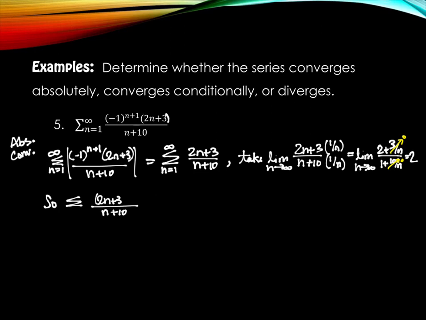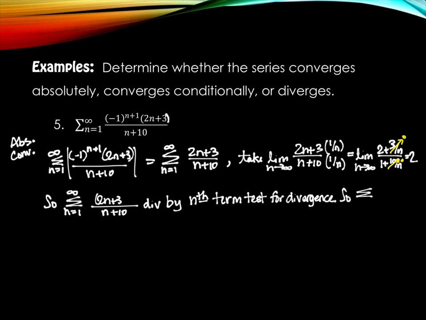Okay, this part from n equal 1 to infinity diverges by the nth term test for divergence. Sometimes it's also just called the divergence test. So by the divergence test, this will diverge.